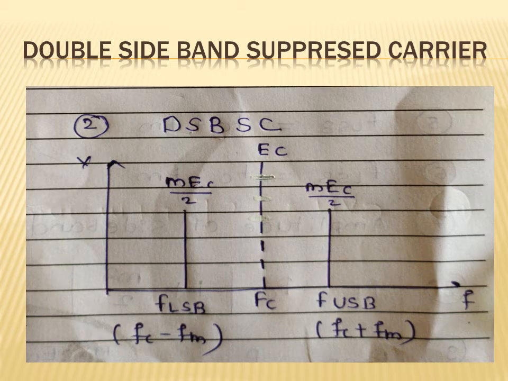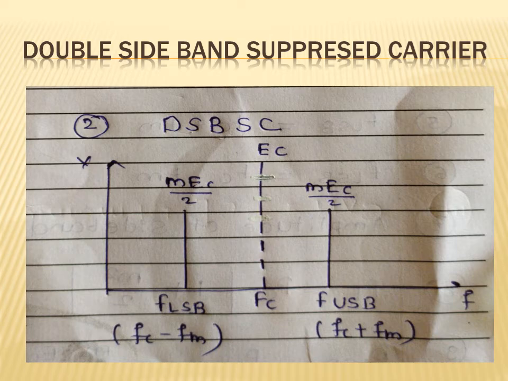Next one, double sideband suppressed carrier. In this, two sidebands are present and the carrier is suppressed. The carrier is shown by a dotted line. Only the two sidebands are present and the information is transmitted through these two sidebands.